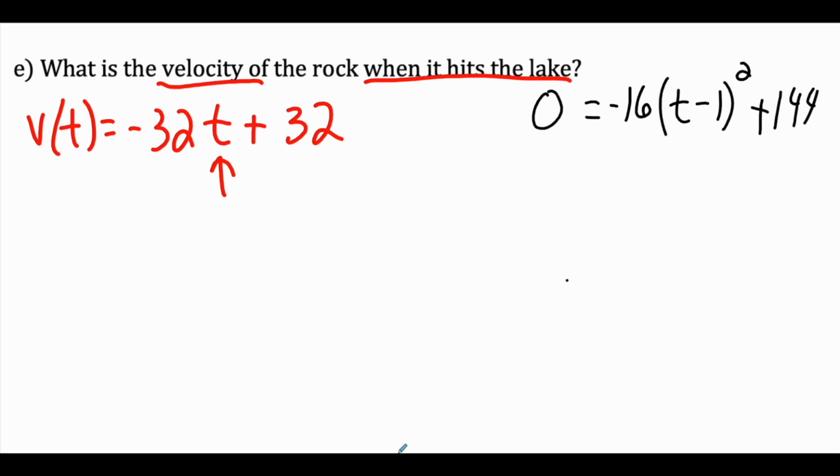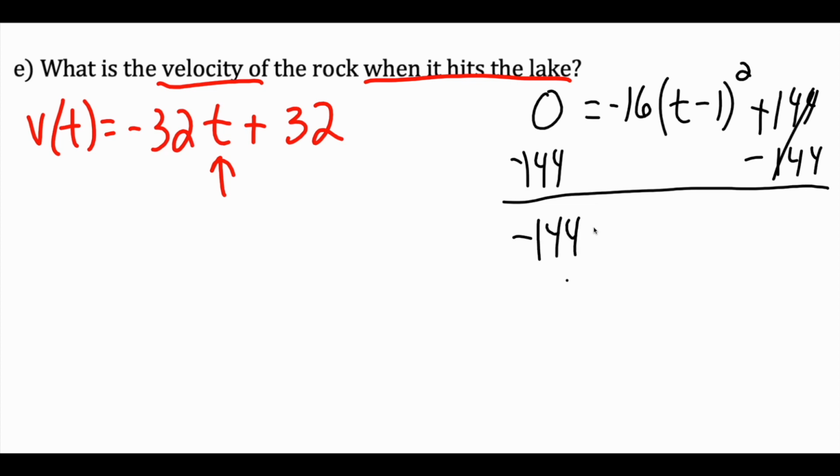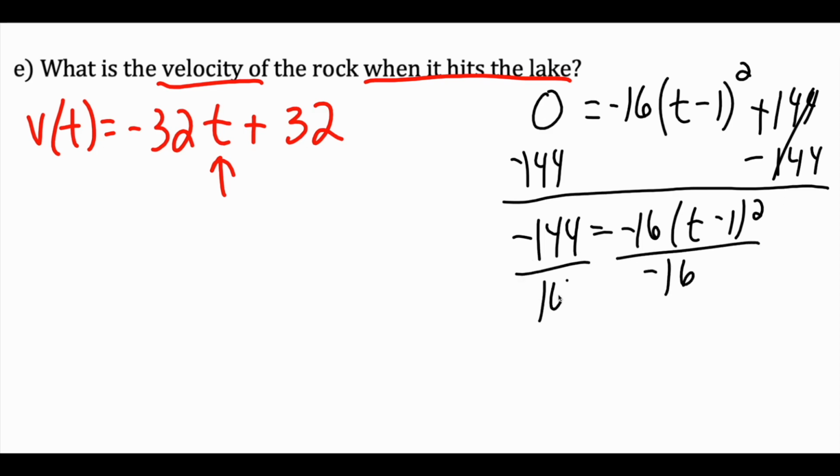So again, we've done these before, but let's just run through this one here. So subtract 144, and I'll show you another way to do this when I'm done with this, but I think this is probably the way most of us did it. So those are gone. We get negative 144 is equal to negative 16 times t minus 1 squared. Divide both sides by negative 16, and we'll end up with 9 equals t minus 1 squared.